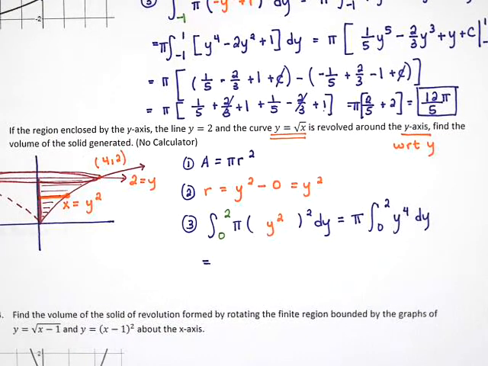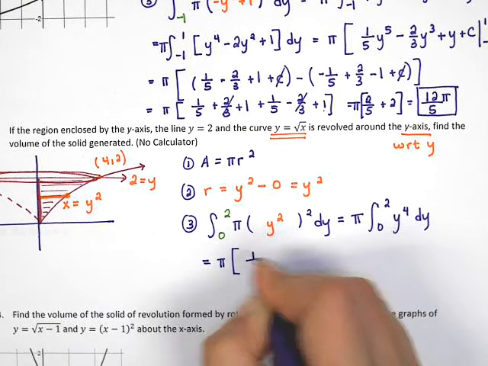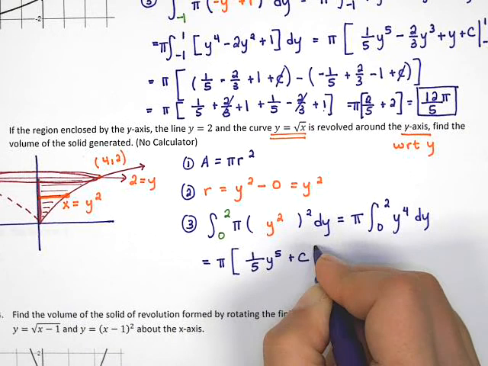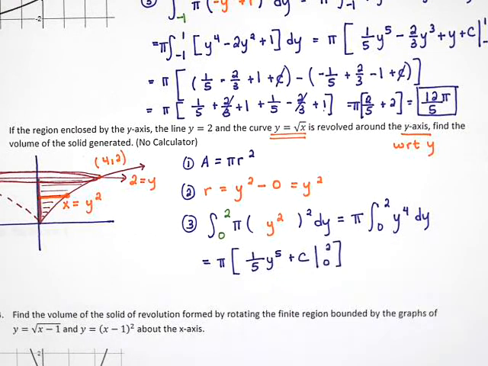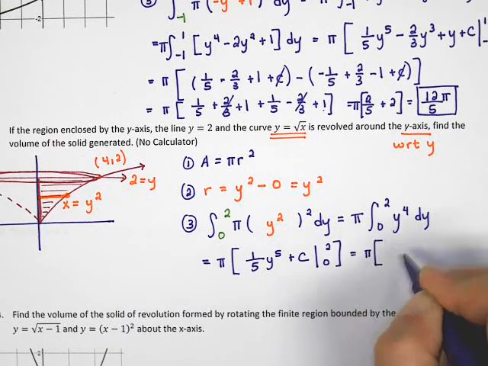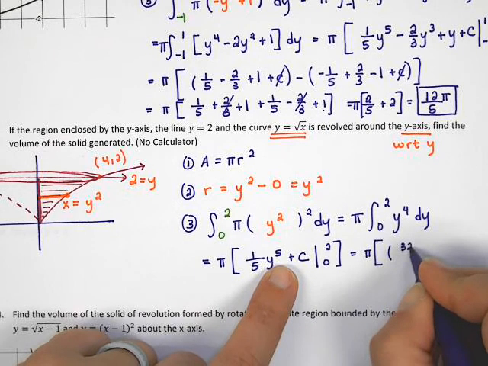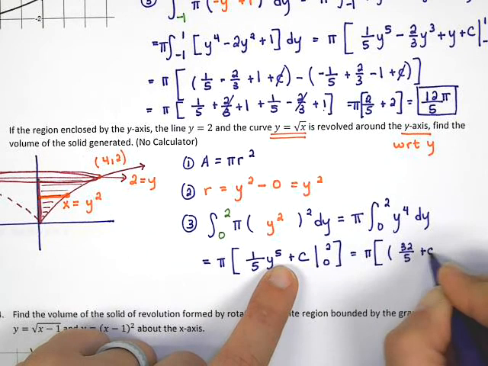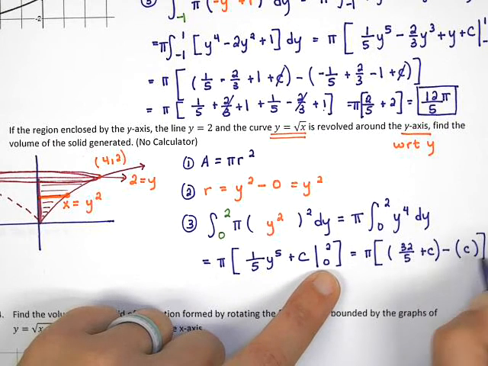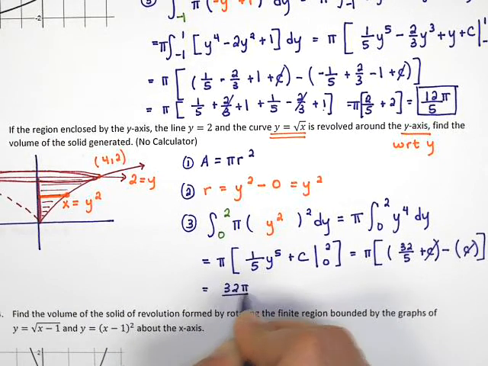Now I'm going to need to do an antiderivative. So I'm going to have pi times, the antiderivative of y to the 4th is 1/5 y to the 5th plus c evaluated between 0 and 2. Now if I plug in my numbers, I'm going to have pi times, if I plug in 2, I'm going to have 2 to the 5th, which is 32 over 5 plus c. Minus, if I plug in 0, I'm just going to have c. So the c's cancel, and I end up with 32 pi over 5.